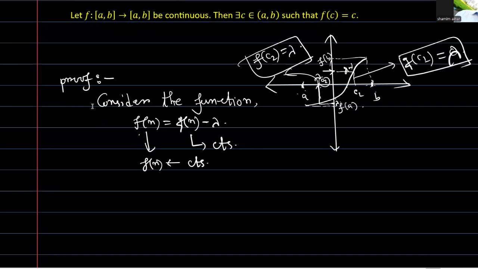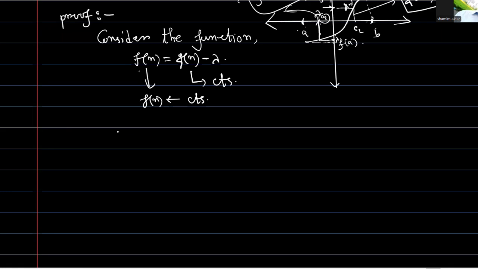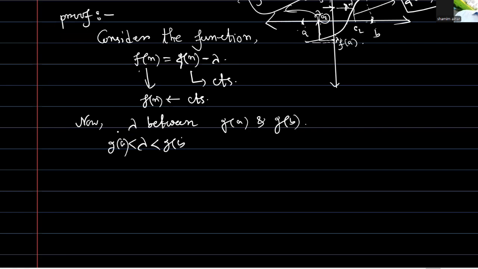Now suppose lambda is between g of a and g of b. Here two cases arise: either g of a less than lambda less than g of b, or g of b less than lambda less than g of a. Two cases arise here.